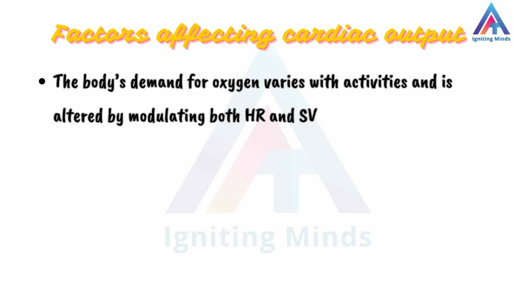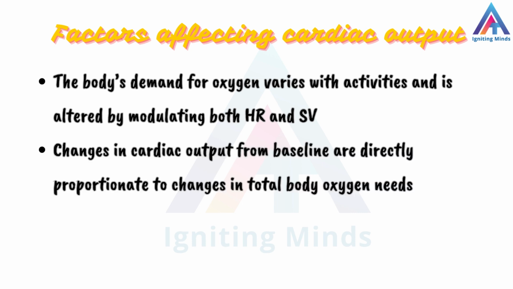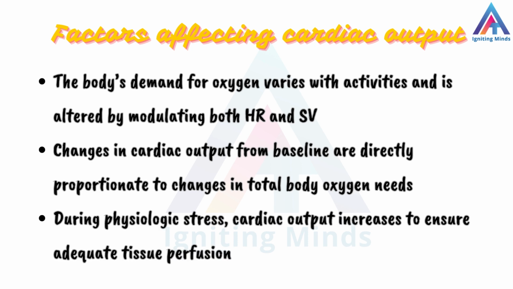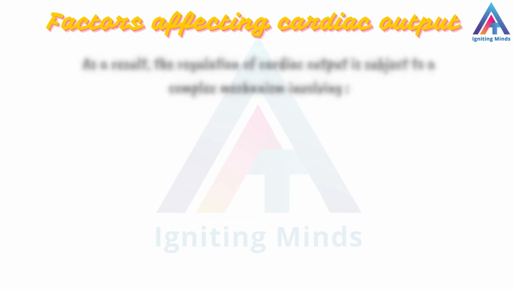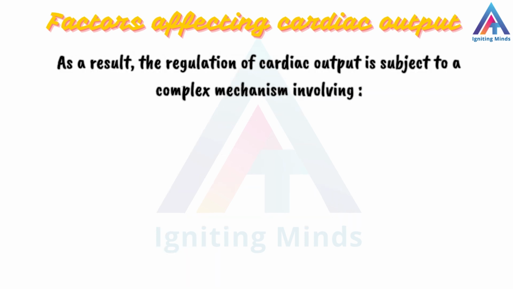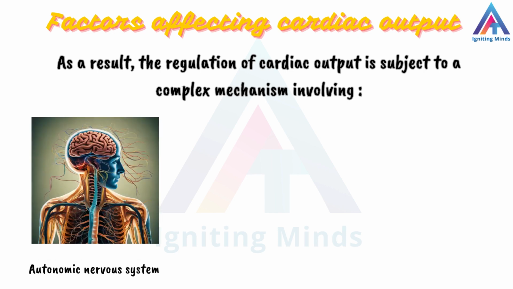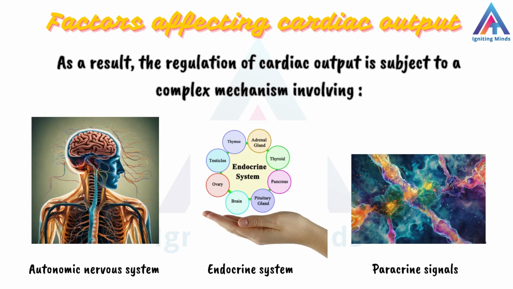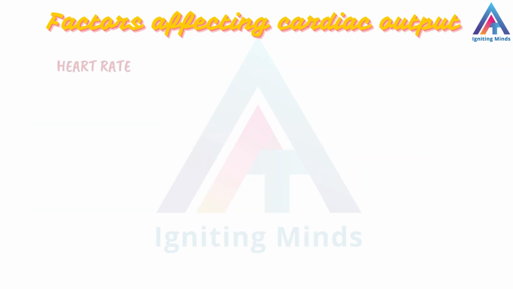The body's demand for oxygen varies with activities and is altered by modulating both heart rate and stroke volume. The changes in cardiac output from baseline are directly proportionate to changes in total body oxygen needs. During physiologic stress, as in exercise, cardiac output increases to ensure adequate tissue perfusion. As a result, the regulation of cardiac output is subject to a complex mechanism involving the autonomic nervous system, the endocrine, and paracrine signaling pathways.